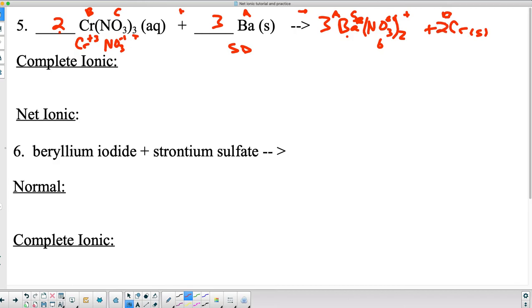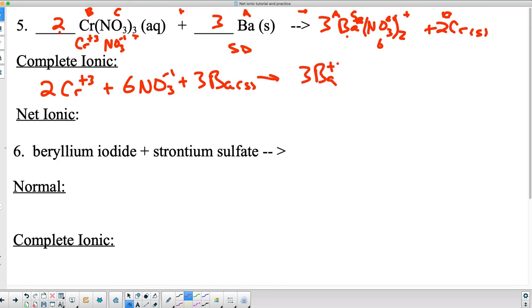So now that I have a balanced equation, I know that I can write the complete ionic equation as 2Cr with a plus 3 plus 6 NO3 minus plus 3 Ba solid, like that. And then on the other side goes 3 Ba with a plus 2 plus 6 NO3 minus plus 2 Cr solid.